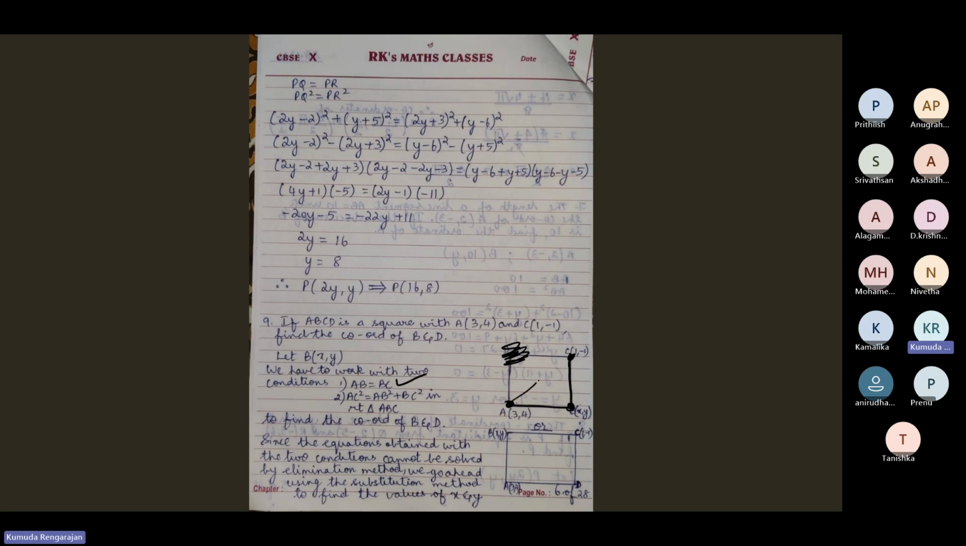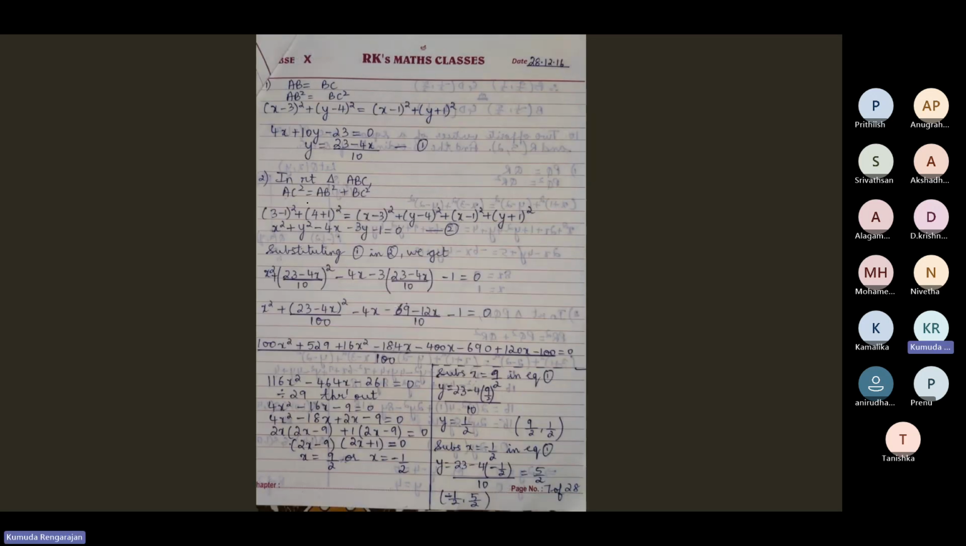And the next condition is, by Pythagoras theorem, AC square is equal to AB square plus BC square. So we need to work with these two conditions to find the coordinates of B and D. Now this one we'll understand later.